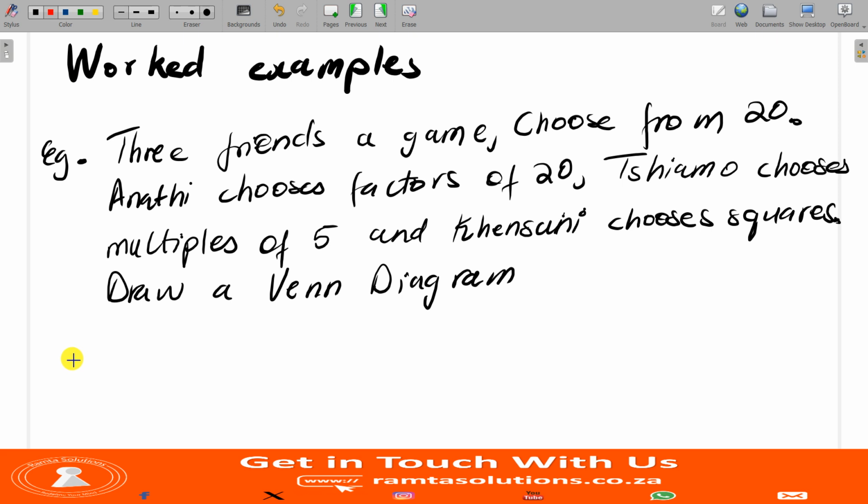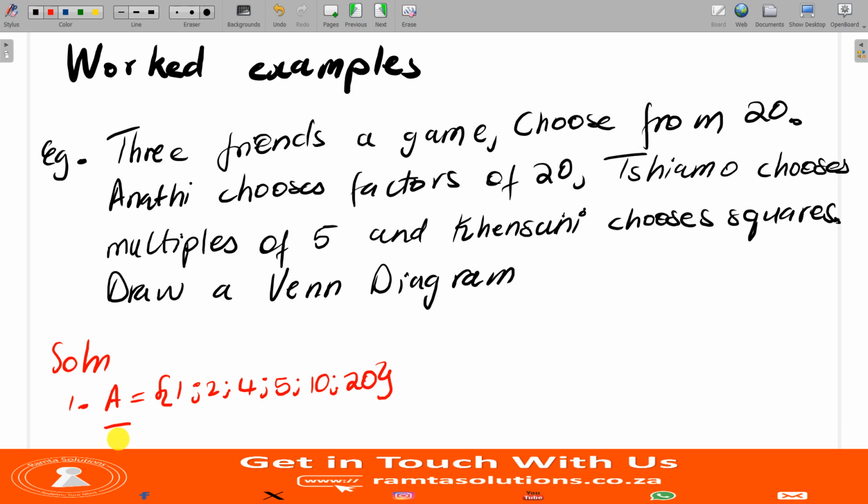So let's start now. For our solution, let's start with Anati. We're going to call her A. Her events are factors of 20. 20 can be divided by 1. It can be divided by 2. Cannot be divided by 3. Can be divided by 4. Can be divided by 5. Can be divided by 10. And can also be divided by 20 itself.